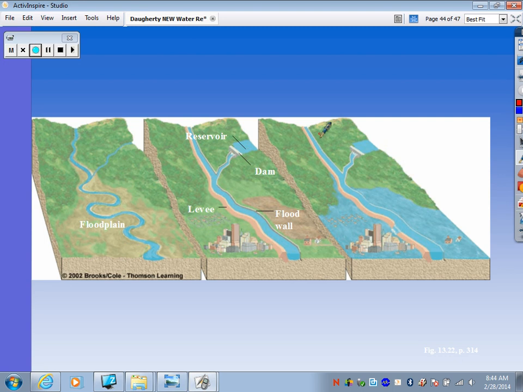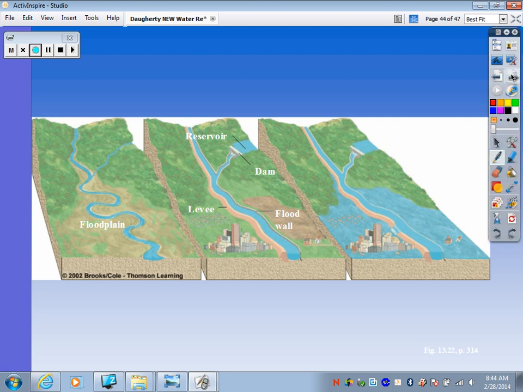Well, if we happen to get a flood, this is what would happen. Water can break over the levees, which is what we've seen here, and then it's going to affect people who live in this floodplain. So again, a lot of experts say you should not be building in these floodplains, but we have been doing that.